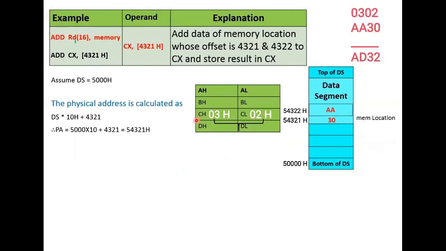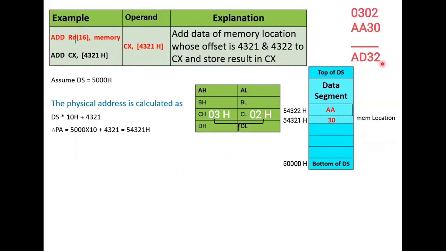0302. So CX is nothing but a combination of CH and CL. CL is having the lower byte, CH is having the higher byte. Similarly here 30 is the lower byte, AA is the higher byte. Lower byte is always in the lower memory location. Higher byte will always be in the higher memory location. Okay. So now we are going to add the two 16 bit values, 0302 and AA30. 0302 I am getting from CX, AA30 I am getting from these two memory locations. Then after performing the 16 bit addition, I am getting AD32.